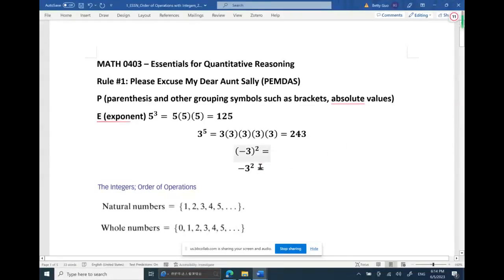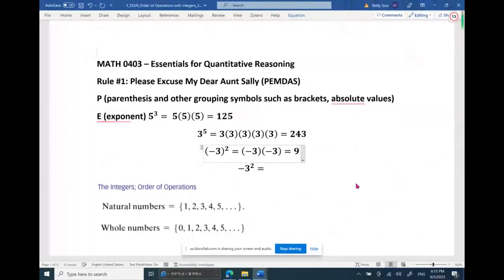What's the base of this expression? Negative 3. Exactly. So the power is 2. That means we are using the base negative 3 twice in the repeated multiplication, right? What is negative 3 times negative 3? Positive 9. Very good. And the second expression, what's the base? The base is 3 only.